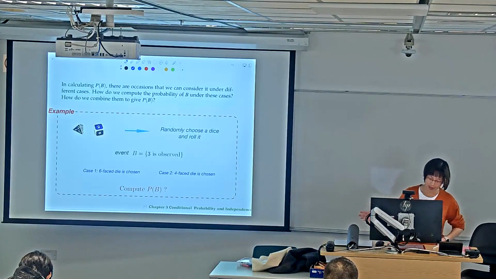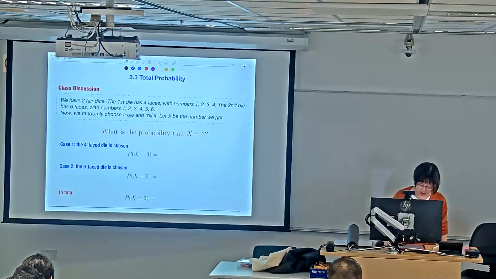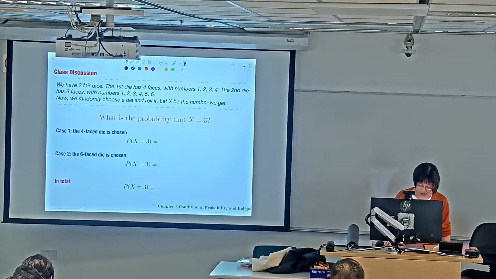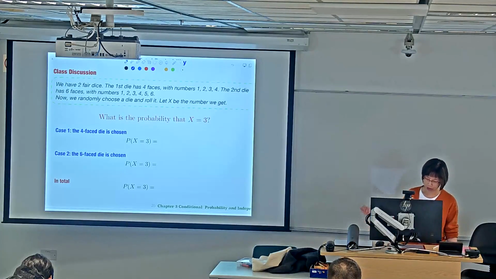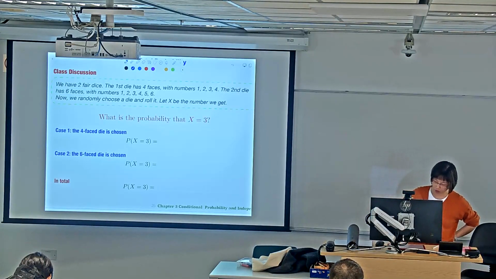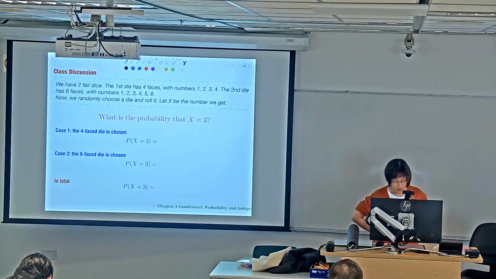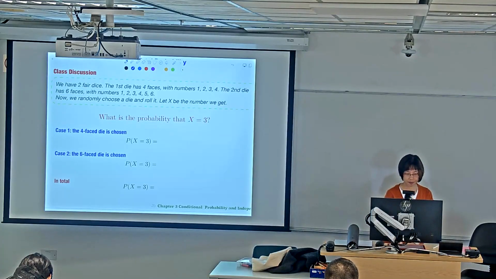And clearly there are 2 cases. You can either choose one die or the other. So let's formulate this example into a problem and solve it together. So here we have 2 fair dice. The first die has 4 faces with numbers 1, 2, 3, 4. Second die has 6 faces with numbers 1, 2, 3, 4, 5, 6. Now we randomly choose one die and roll it, and let x be the number we get. We want to find the probability that this number x equals 3. We observe this number 3.